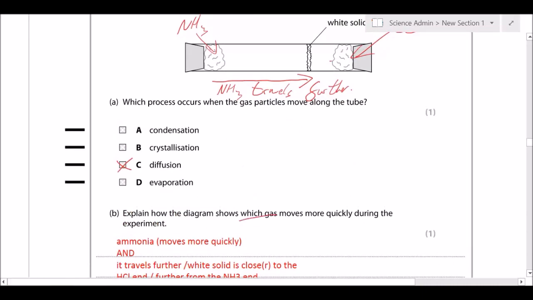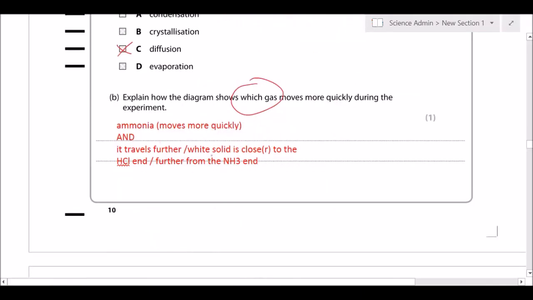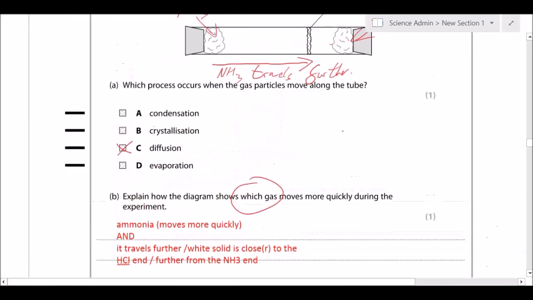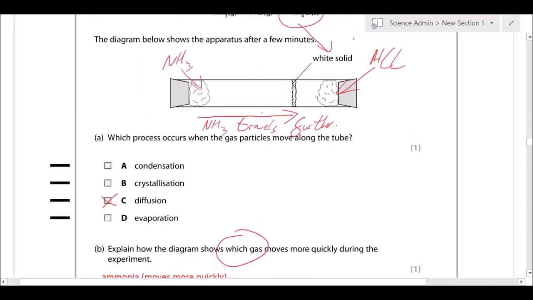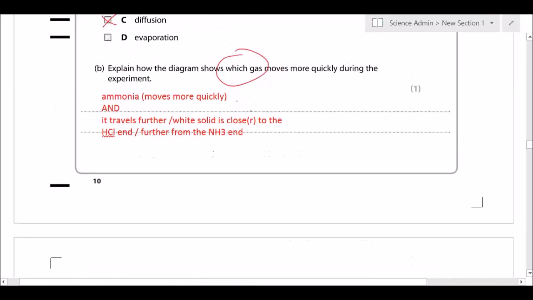So you need to identify the gas, which in this case is ammonia. Okay, so ammonia has moved more quickly because it has travelled further. If this is the white solid, yeah, and it's over towards the HCl, ammonia has travelled further, so therefore the ammonia is less dense and essentially is able to diffuse a lot quicker. So that was only worth 1 mark. You need ammonia and it travels further.